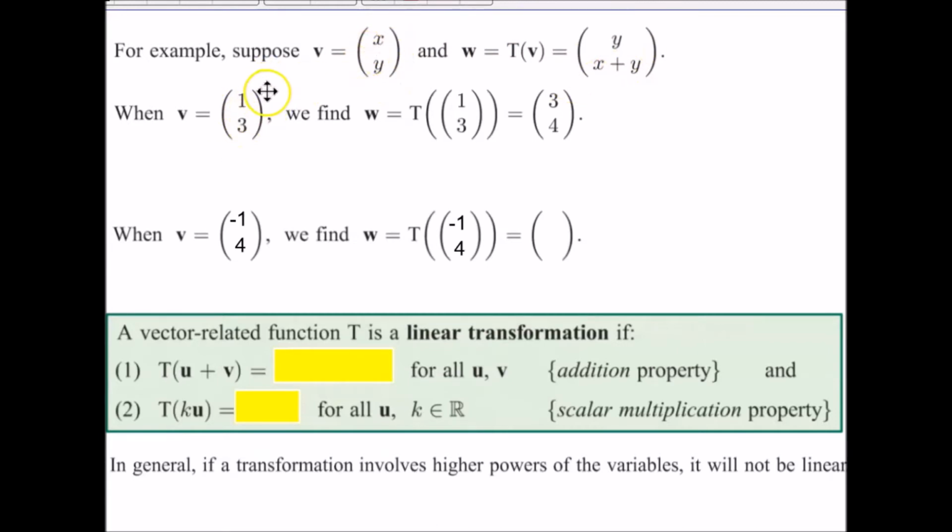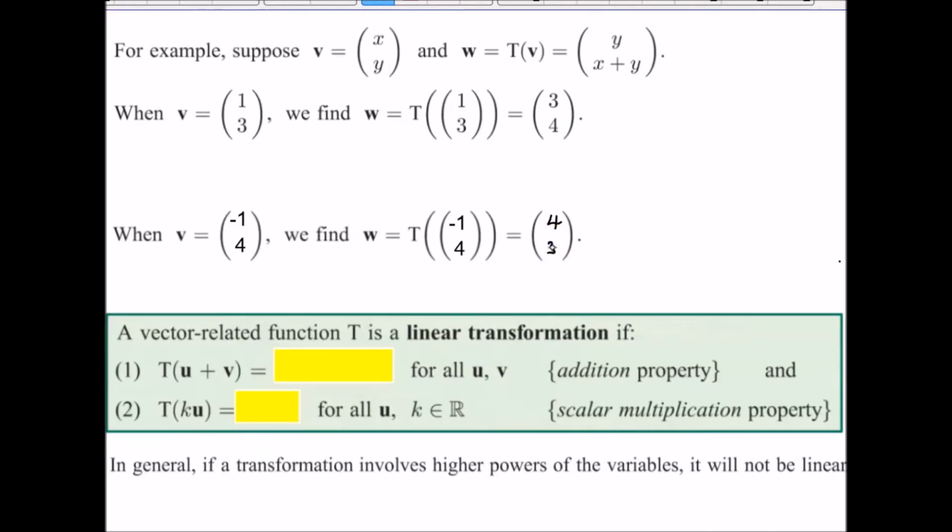So (1, 3), if we transform that, the 3 remains the value at the top, so the y value, which is 3, and then the base value is x plus y, which in this case is 1 plus 3, we get 4. So if we were to look at the next one, then if I transform this vector under our transformation, the value up here will be 4, and the value here will be x plus y, which is going to be 4 plus negative 1, which is 3.